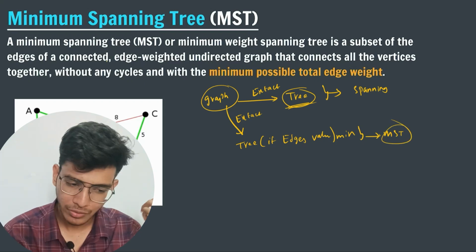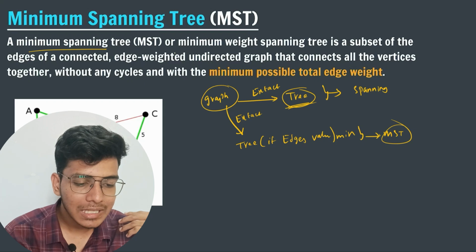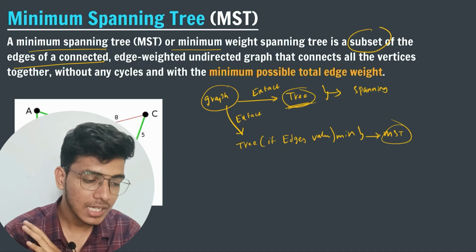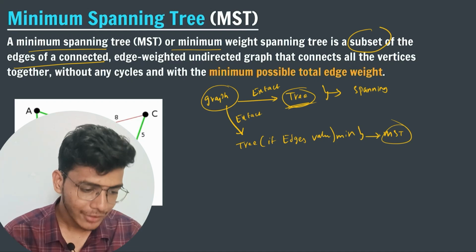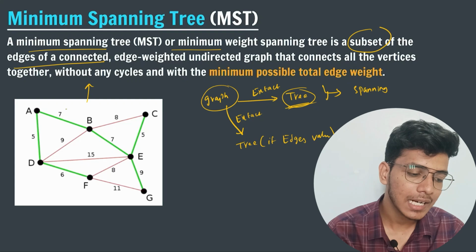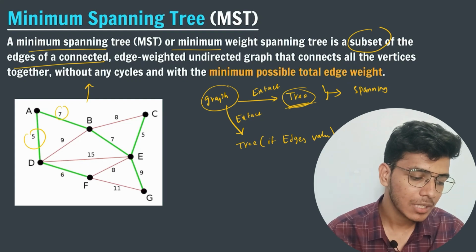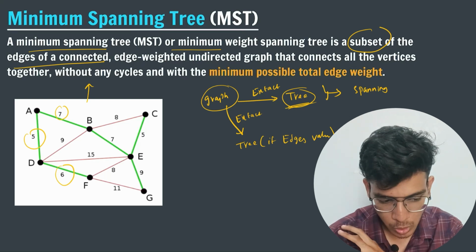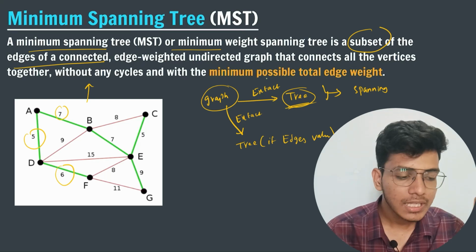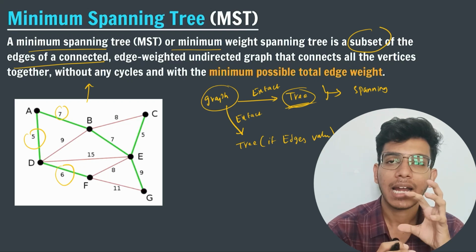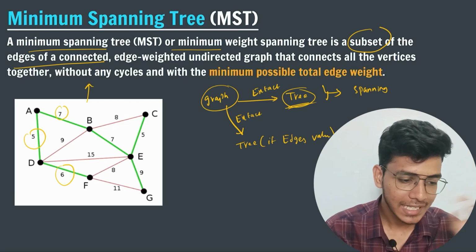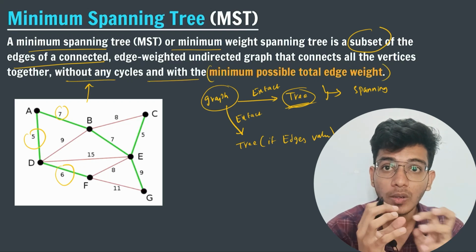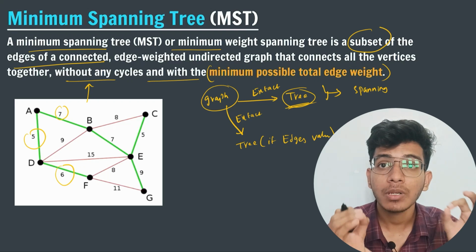So if you go with the formal definition, a minimum spanning tree or minimum weighted spanning tree is a subset of the edges of a connected graph. Here you can see that this is a connected graph with some edges in between. Now what we are supposed to do here is convert this graph into a tree without any cycles, and the edges which are involved in this should have minimum length.